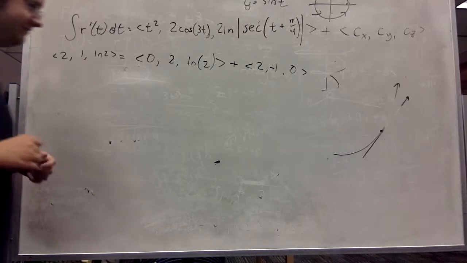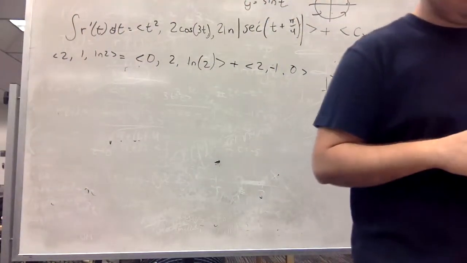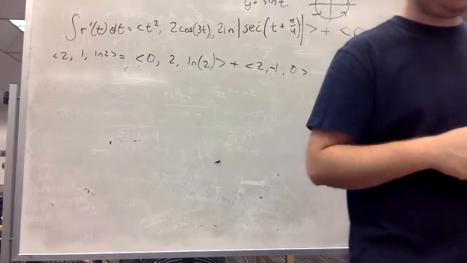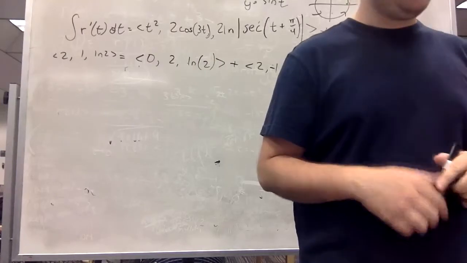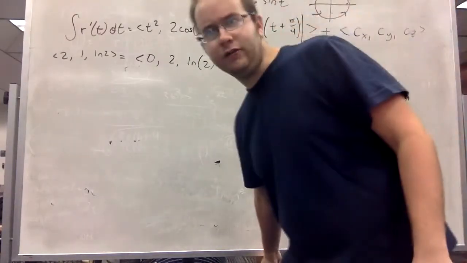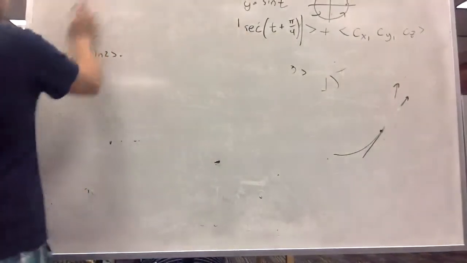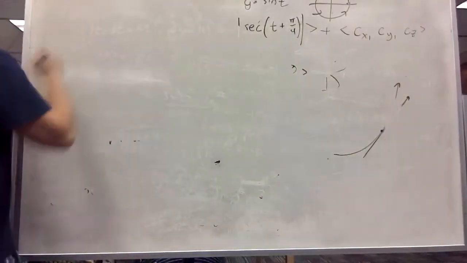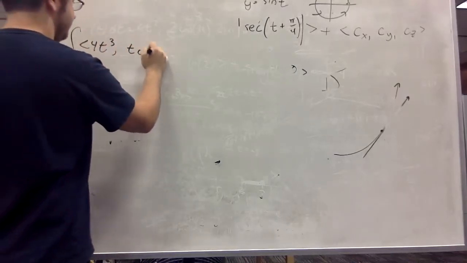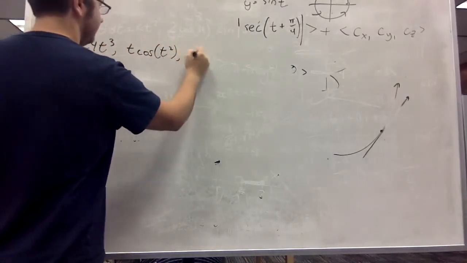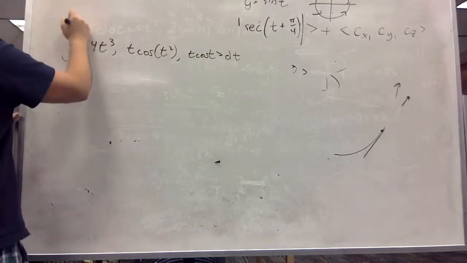Good? Alright. Last one. 4t cubed, t cosine of t squared, t cosine t. This was good because it's going to showcase 2 different methods of integration that you probably haven't seen in a while. It would be good exercise of integration. What, 0 to pi? Yep.